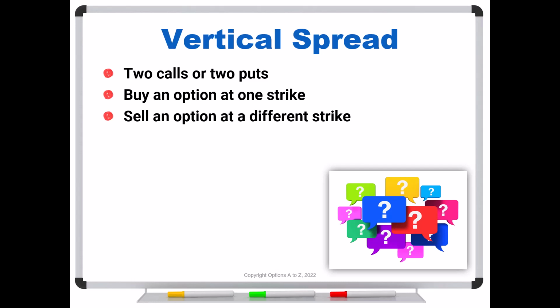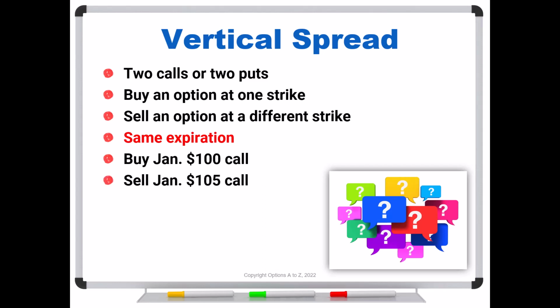You're just buying an option at 1 strike, selling an option at a different strike, but they have to have the same expiration. So for instance, let's say that you buy the January 100 call and sell the January 105 call. You're buying a call, selling a call, different strikes, but the same expiration. So that is a vertical spread.